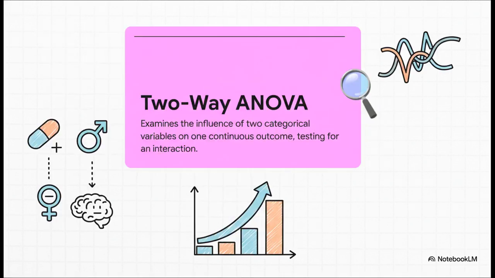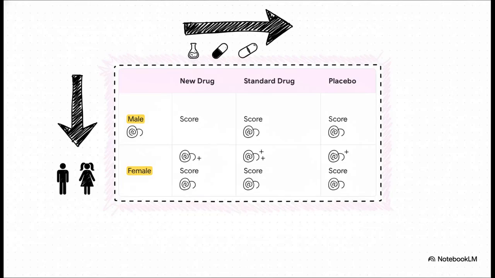This new question calls for a two-way ANOVA. This lets us look at the effect of the drug, and we can look at the effect of sex on the headache scores. But, and this is where its real power is, it also tests for an interaction. Now, an interaction tells us if the 2 factors work together in some unique way. For example, maybe the new drug is a miracle for women, but does absolutely nothing for men. That's an interaction.